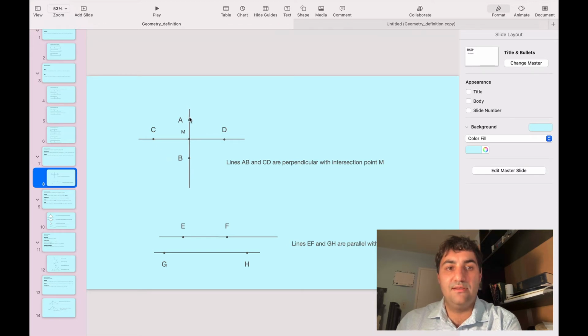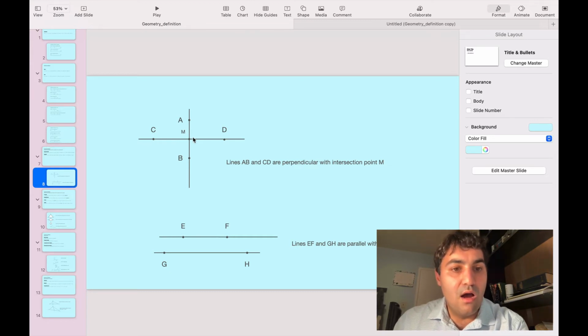Now if we measure this angle AMD, the measure will be equal to 90 degrees. You can measure it with a protractor. Maybe there's something online that measures angles, but when 2 lines are perpendicular, they always meet at a right angle, and the right angle is 90 degrees.